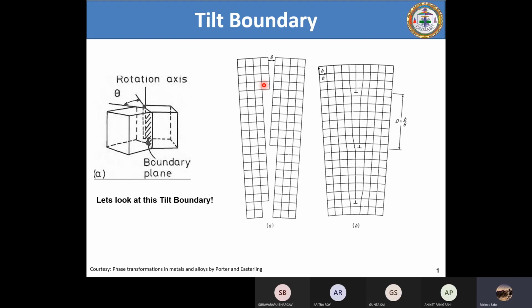Why? Can you tell me why you cannot see martensite in the iron carbon phase diagram? Any idea? Why can you not see martensite in a phase diagram? I told the answer already. There will be too many defects. That's why. Defects. Okay, very good.